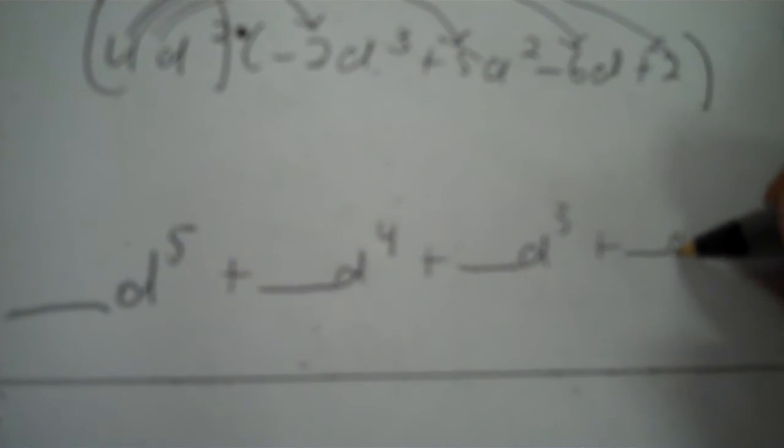Write them so they decrease. And then d to the 3rd we have, and then d to the 2nd we have. We do not have d to the 1st, so no blank for just d, and then no blank for the constant. So d to the 5th I have a negative 8. D to the 4th I have a 20. D to the 3rd I have a negative 24, and then d to the 2nd you have an 8. There's your answer. Okay.